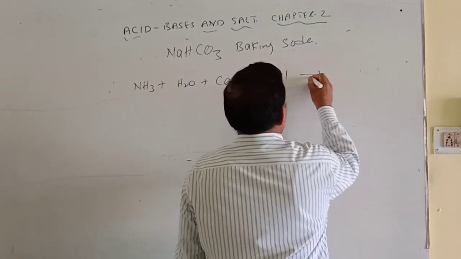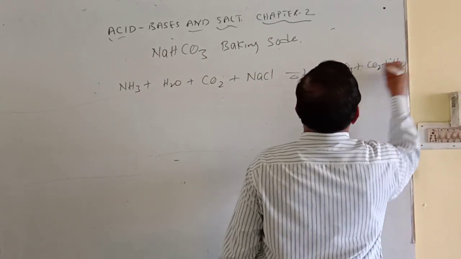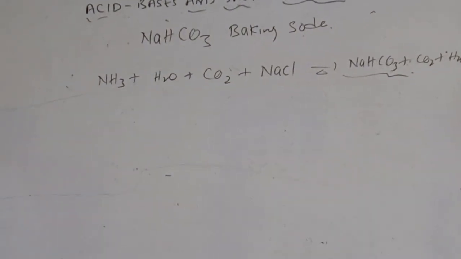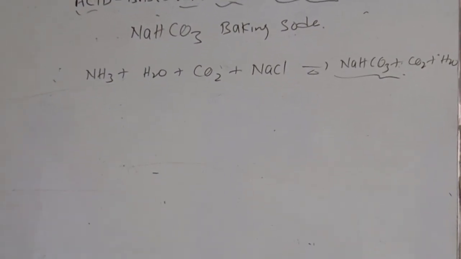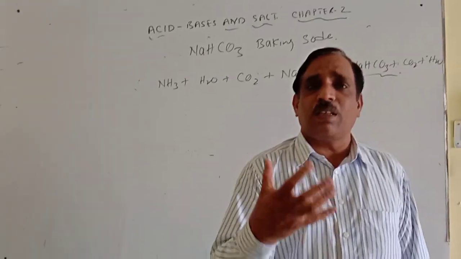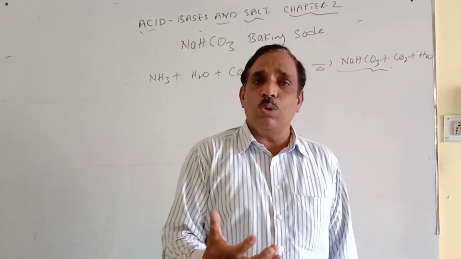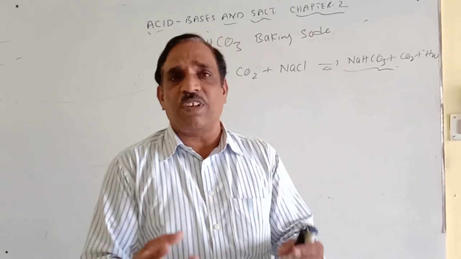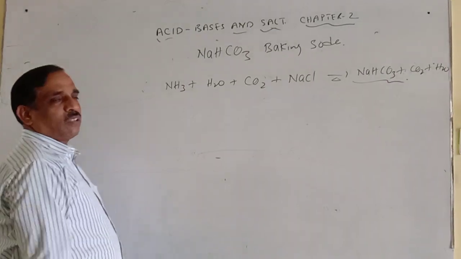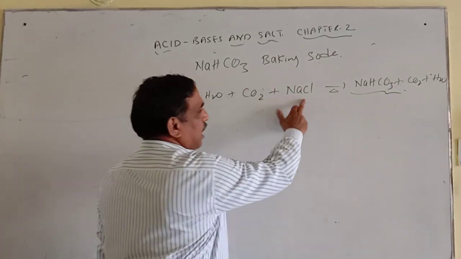When this is heated, we get NaHCO3 plus CO2 plus H2O. This is the main method by which baking soda is prepared. So an indirect question can be asked: a compound X of sodium is commonly used to make pakoras crispy, and is commonly used to make cake fluffy, soft and smooth. Identify the substance and write its preparation. X is sodium bicarbonate and it is prepared from ammonia, water, carbon dioxide and NaCl.